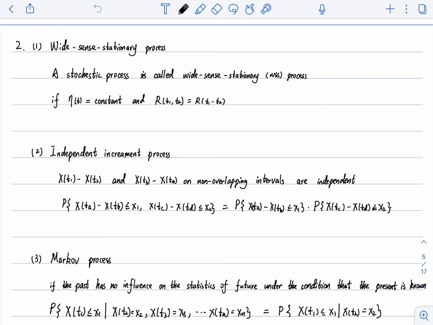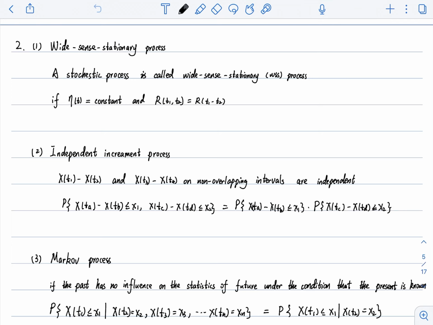A stochastic process is called the wide-sense stationary (WSS) process if its expected value is constant and its autocorrelation R(t1, t2) is equal to R(t1 - t2), which only depends on t1 - t2.